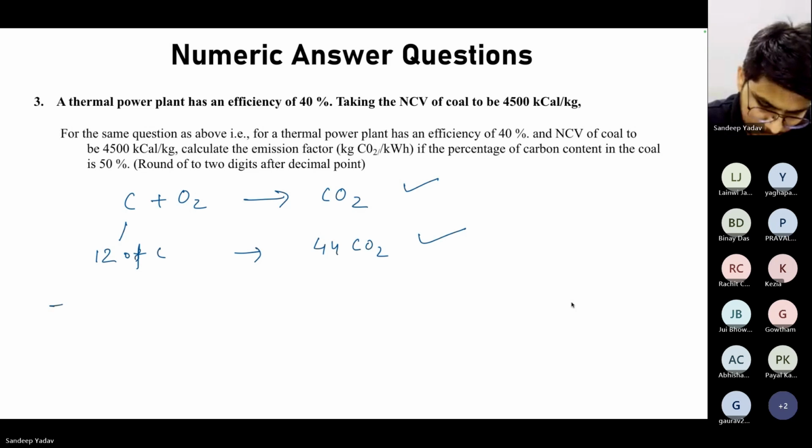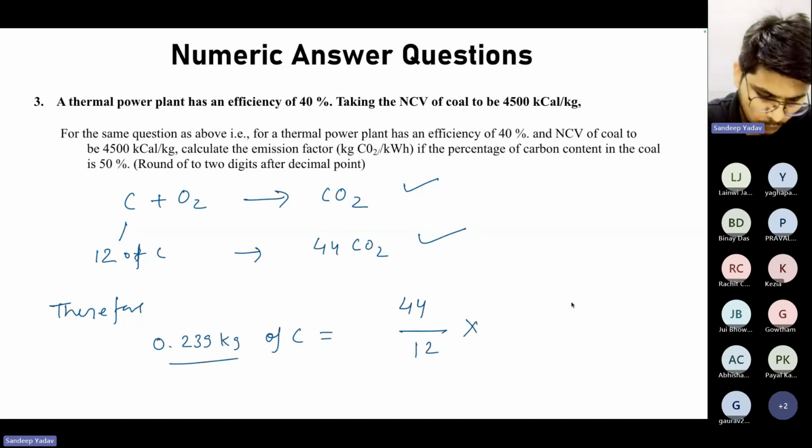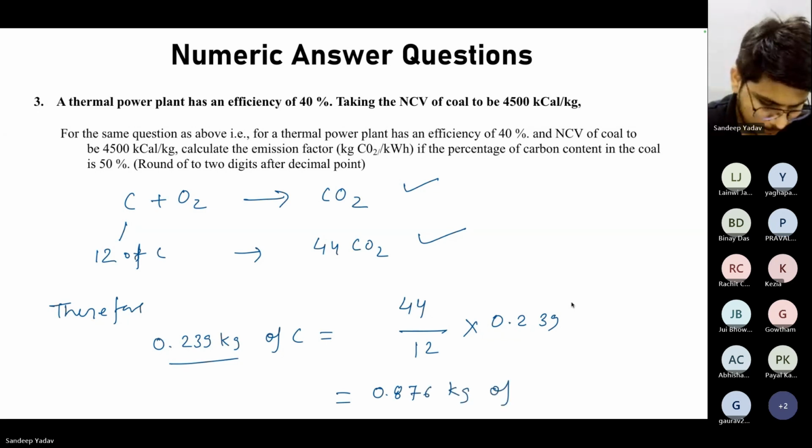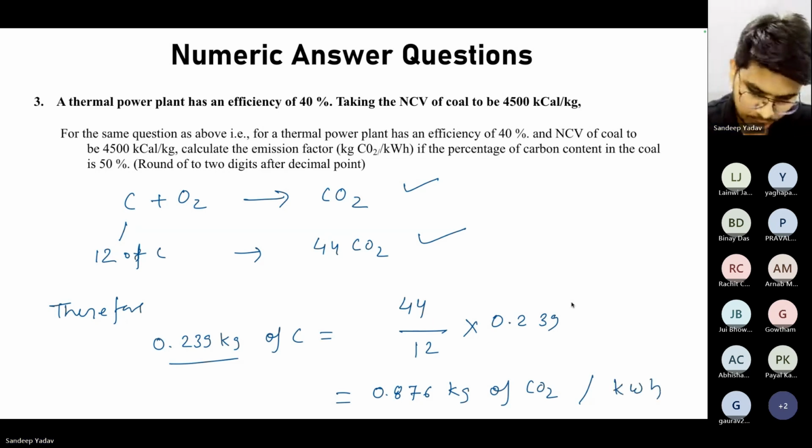So therefore, 0.239 kg of carbon can generate 44 divided by 12 into 0.239, that's for 1 kg. So that will be approximately 0.876 kg of CO2 being emitted per kilowatt hour. So that's an emission factor.